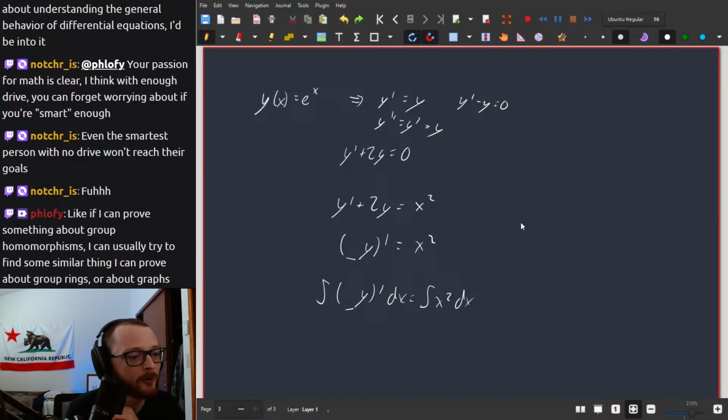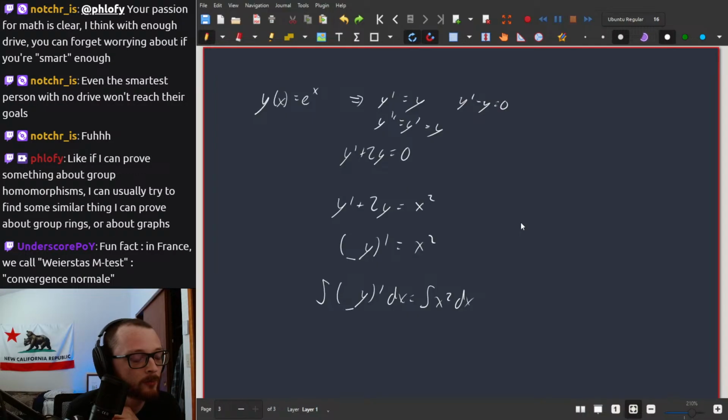Passion for math is clear. I think with enough drive, you can forget about worrying if you're smart enough. The first person with no drive won't reach their goals. Yeah, motivation is more important than natural talent, I would say. If I can prove something about group homomorphisms, I can usually try to find something similar I can prove about group rings or about graphs.